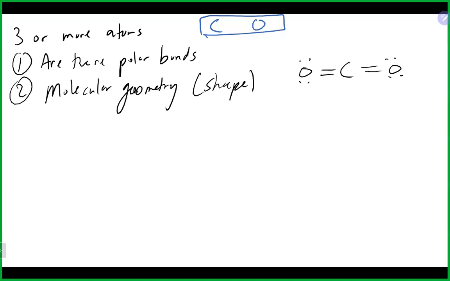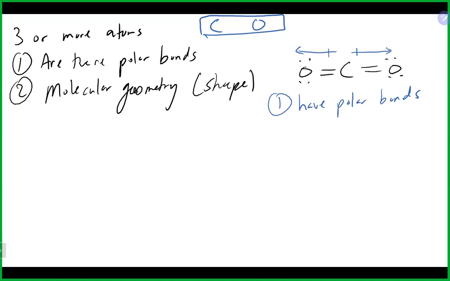So if you remember, we talked about that you could just use the same row: if they're in the same row, that will create a polar bond. It is more electronegative, so if we drew the bond dipoles, it would go this way. So it does have polar bonds. But it has 3 or more atoms, so we have to look at the geometry.